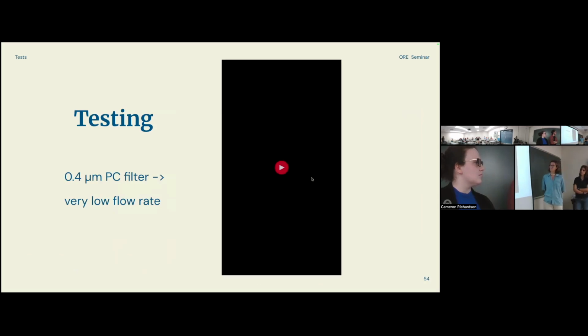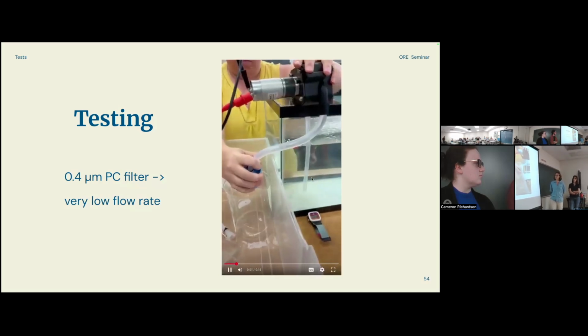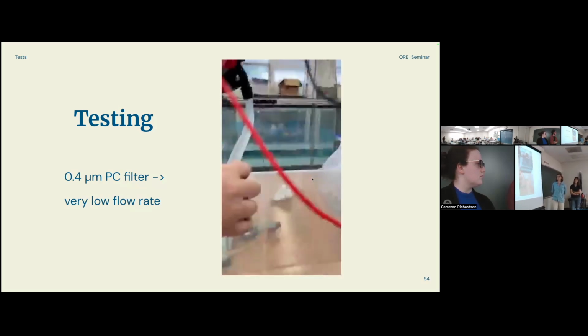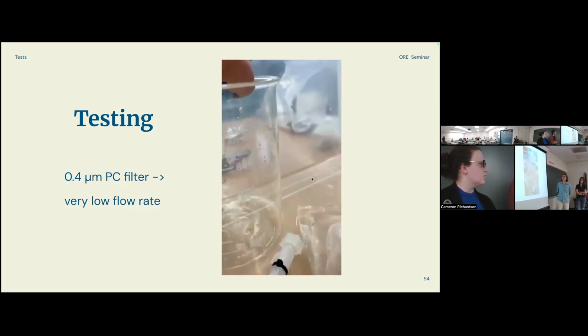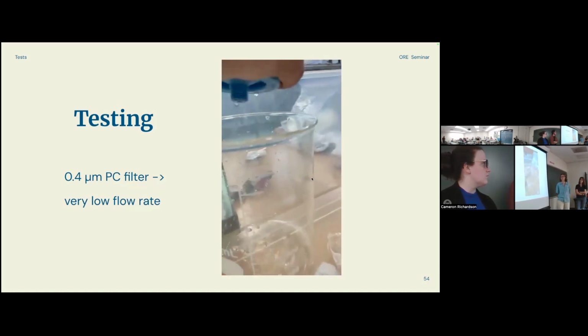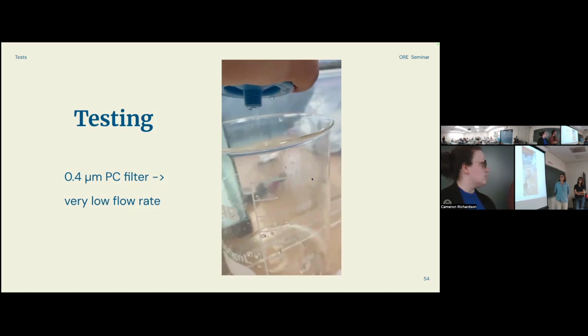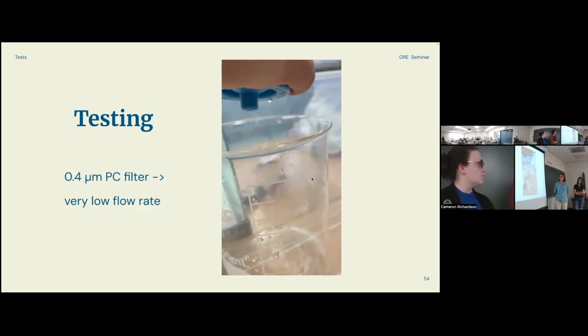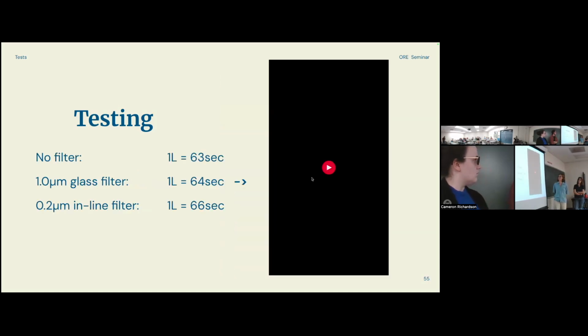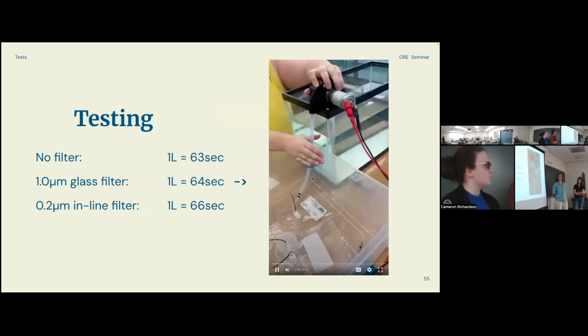So we started testing our setup, and with a 0.4 micrometer filter, we did have a very, very low flow rate. It was dripping, but it's definitely not ideal. So we tested out some other filters, and these were working a lot better.